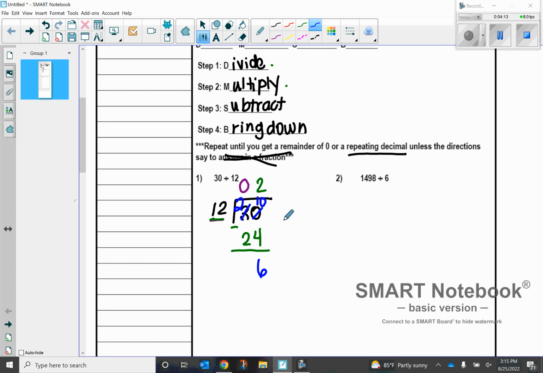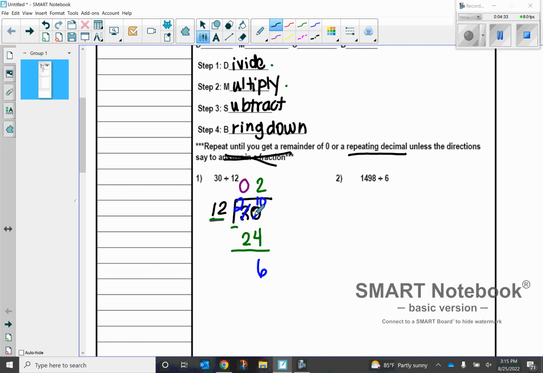Now notice we have no more digits left and we have a remainder. So in elementary school you would have put like R6. We're not going to do that. And it's not just 0.6 either. So we're going to add a digit to the end. But we can't just add a 0 because then this 30 would become 100, and that's not the same number.